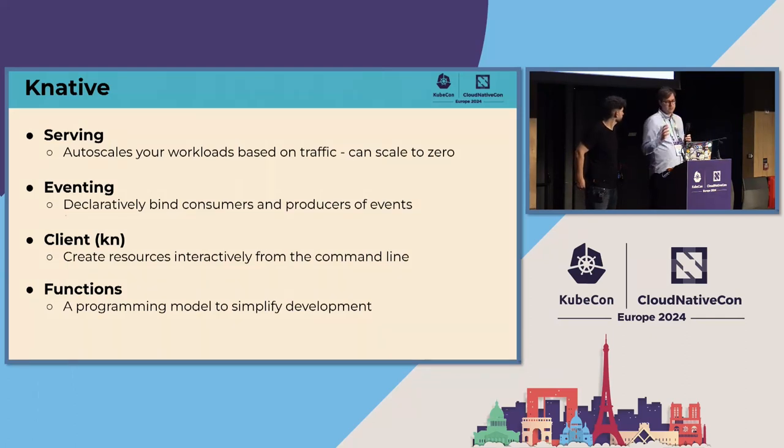So you can see that Serving will scale your workloads based on traffic. Eventing does connecting sources to those running containers, and it doesn't necessarily have to work with Knative Serving. You can target and ship events to Kubernetes deployments, Kubernetes services, or any other kind of workloads that are addressable. The client is all the function work, to create and update those things.